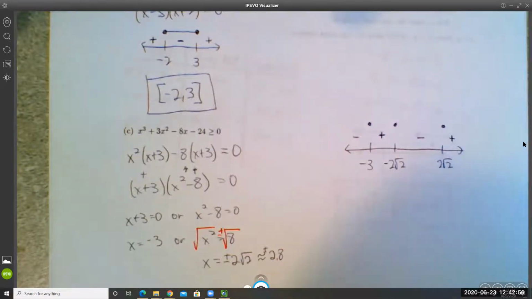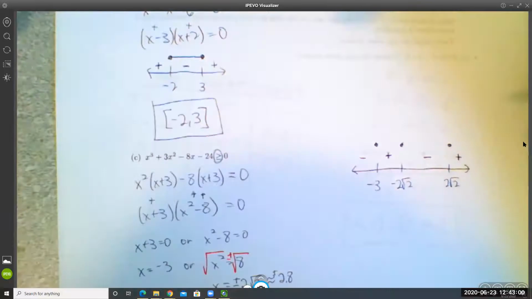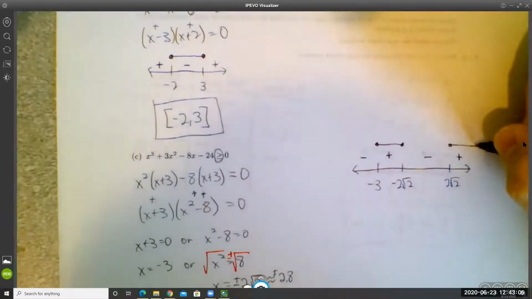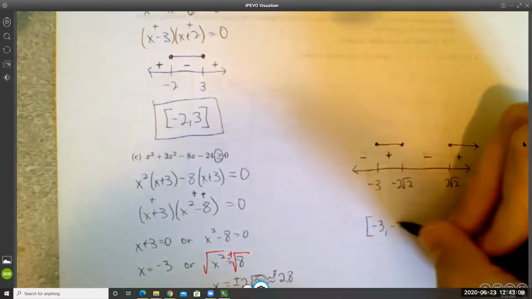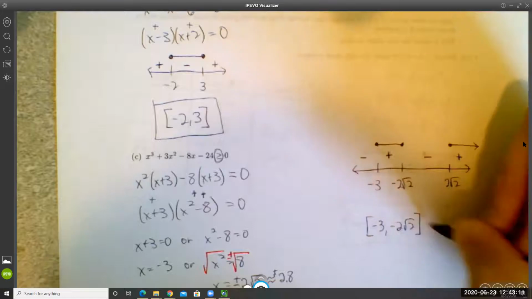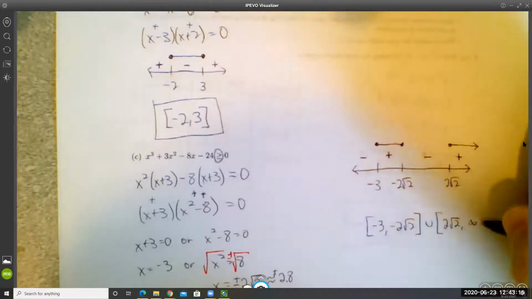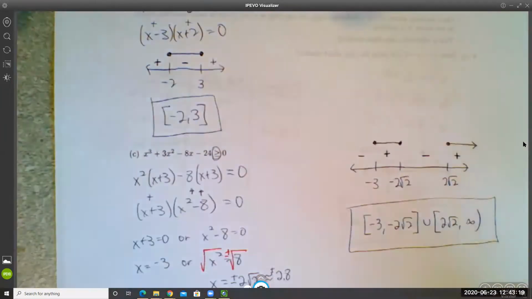Okay, now what am I looking for? I'm looking for where this thing is bigger than or equal to 0. In other words, I'm looking for where it's positive. That happens there and there. So my solution set looks like negative 3 to negative 2 root 2 union 2 root 2 to infinity. Be careful with the brackets and the parentheses and all of that. They need to be correct. But that's how that works.